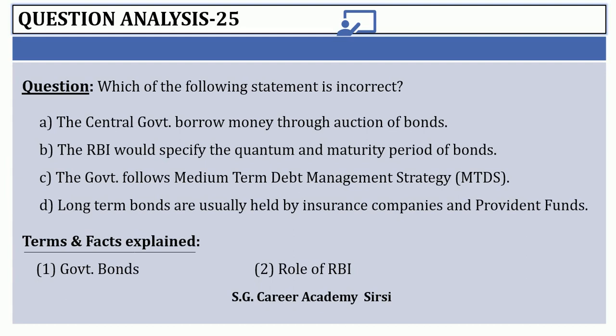The second category is the longer-term bonds. These bonds are usually purchased or held by insurance companies and provident funds, for example LIC and many other provident fund companies. They are going to hold these long-term bonds for a long time. So the fourth one is also correct.